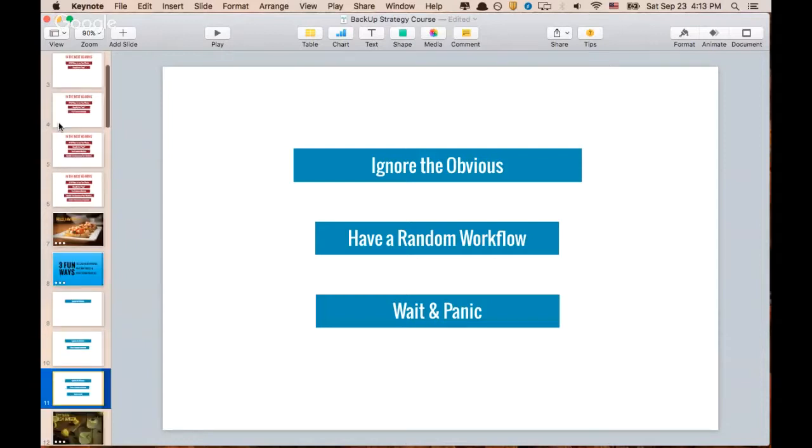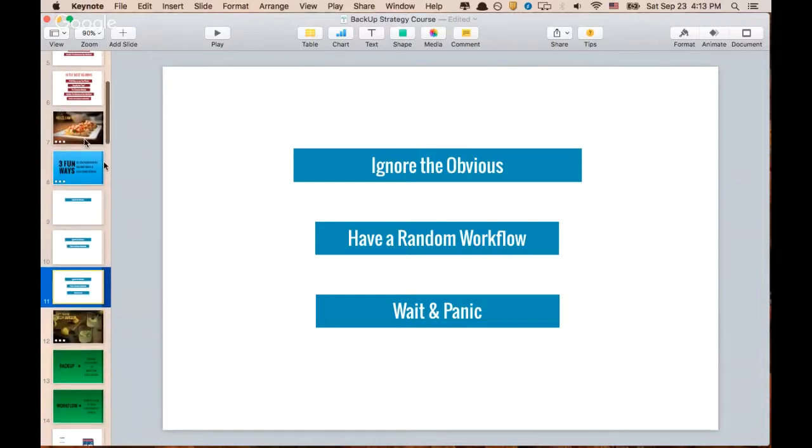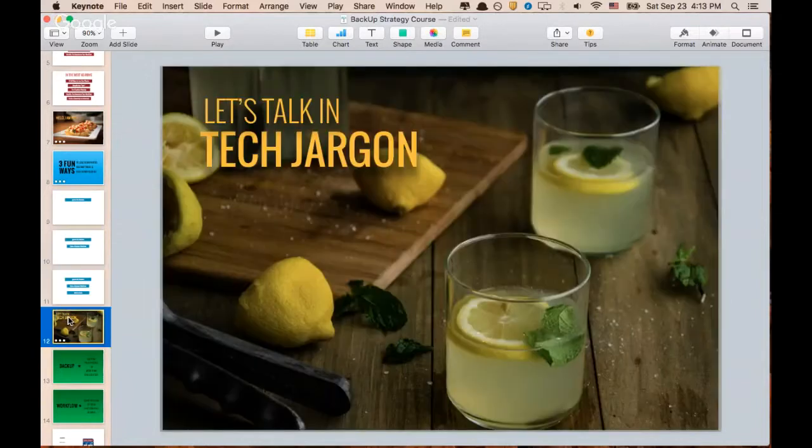Now, for the next couple of minutes, I want to go into some technical jargon, and I'm going to talk about the ins and outs of this whole backup, what are some words, and then I'm going to go into the actual equipment that we will be using in our next section.